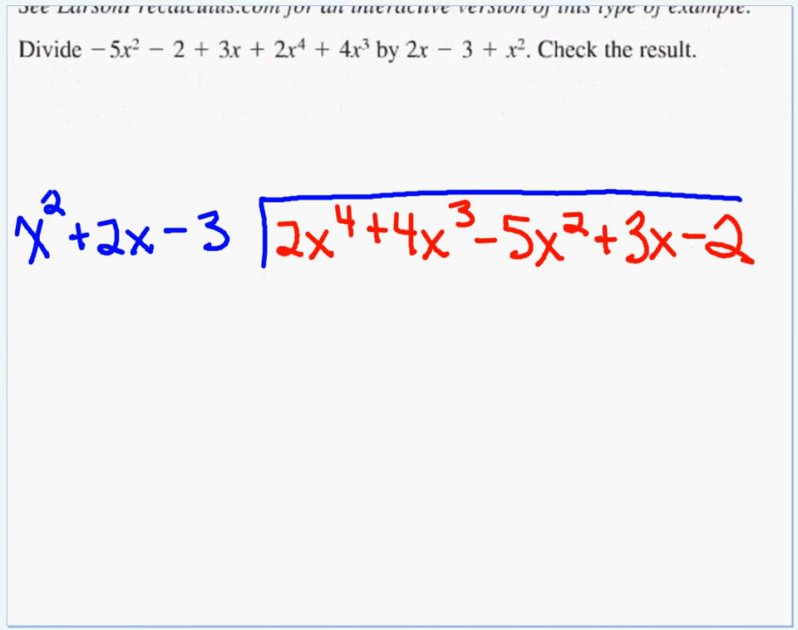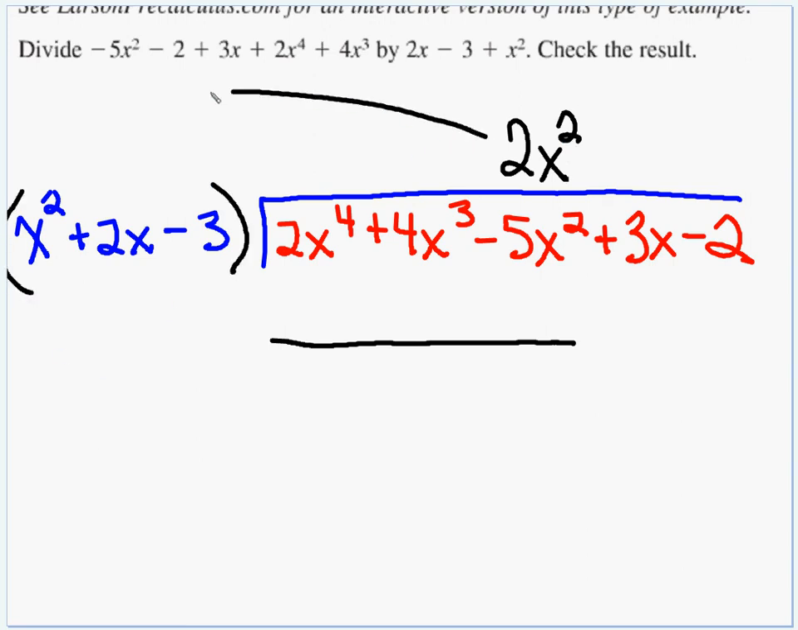So the first thing to get rid of, and let's do three terms here, because we're dividing in a three-termer. The lead over here is a 2x to the fourth, and I've got an x squared, so that's got to be a 2x squared. I'm going to put that right above the x squared below it. And remember, we're distributing, so we are going to have three terms: 2x squared to the x squared, and then to the 2x, and then to the negative 3.